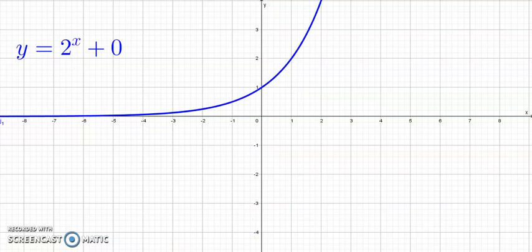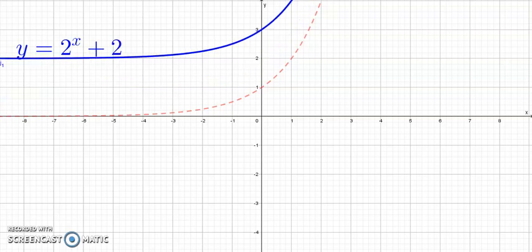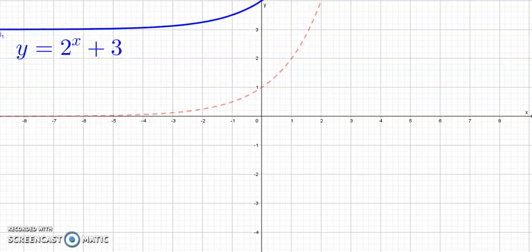Much like the hyperbola, when you add a number to an exponential function, its asymptote is also going to shift. So that's another telling sign for an exponential function as well. If you want to see whether it's moved up or down, look at where its new asymptote is.